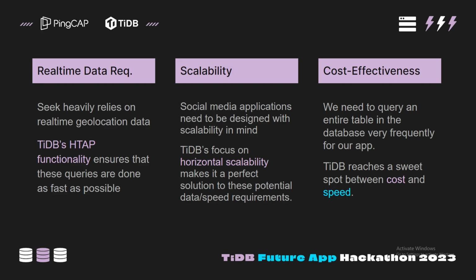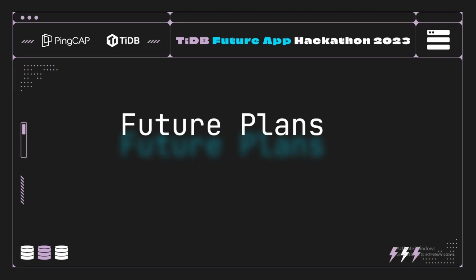In order to figure out if users are close enough for an interaction to run, we need to query an entire table in the database very frequently. Therefore, TiDB's cost effectiveness is vital in ensuring that this process is as cheap as possible while still being incredibly fast to ensure that we do not lose out on any data. So let's go into some future plans for this app.